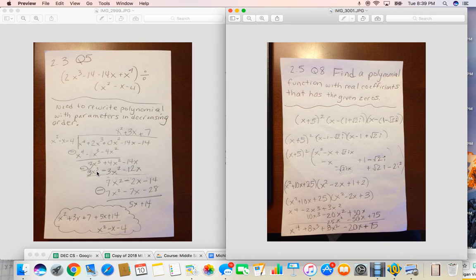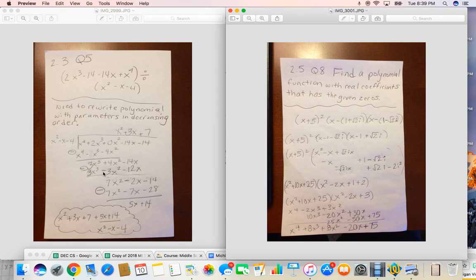I say to myself, what do I have to multiply? I'm dividing this into this. So what do I need to multiply this term by to get a 3x cubed? I'd multiply it by 3x. So I take 3x times x squared would give me 3x cubed. 3x times minus x gives me minus 3x squared. And then 3x times minus 4 gives me minus 12x. And again, we subtract. This drops out.